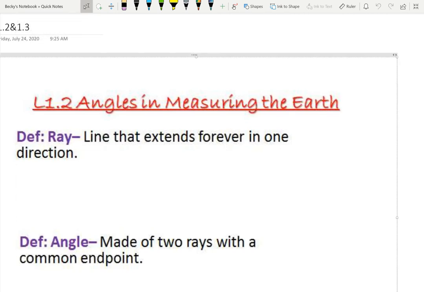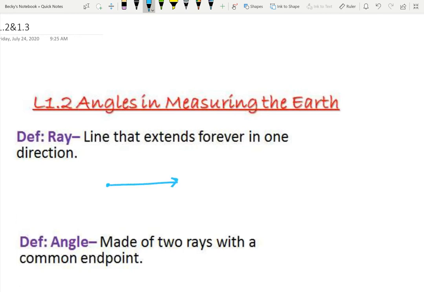So we need to add to it ray. A ray is just part of a line. A line extends in two directions. A ray would extend in one direction. So you have an endpoint and then it extends. And since it goes forever in one direction, we need to make sure to put the arrow.